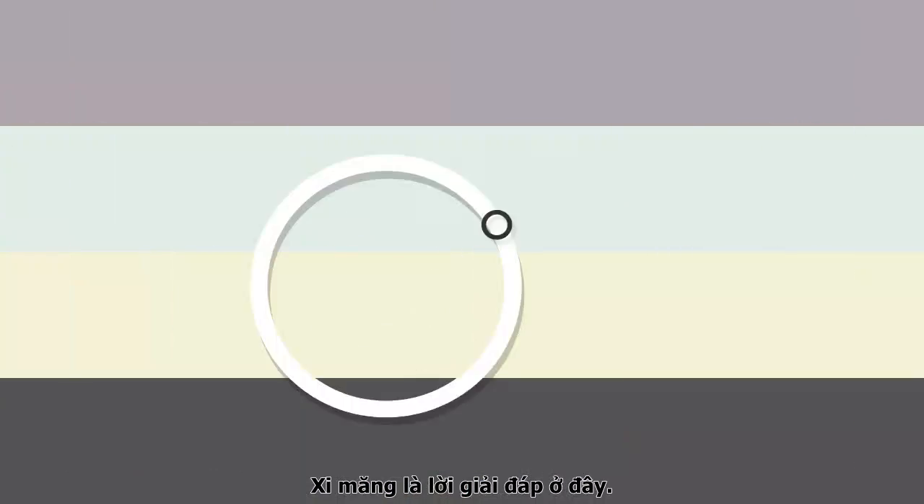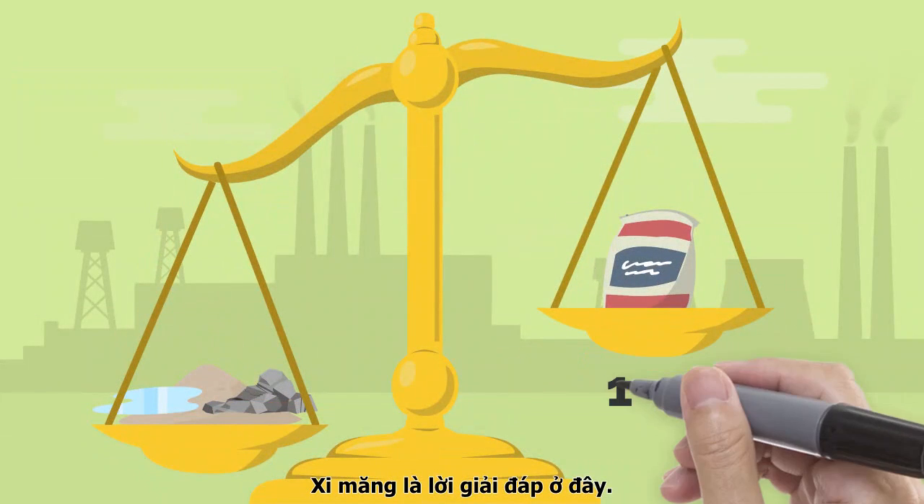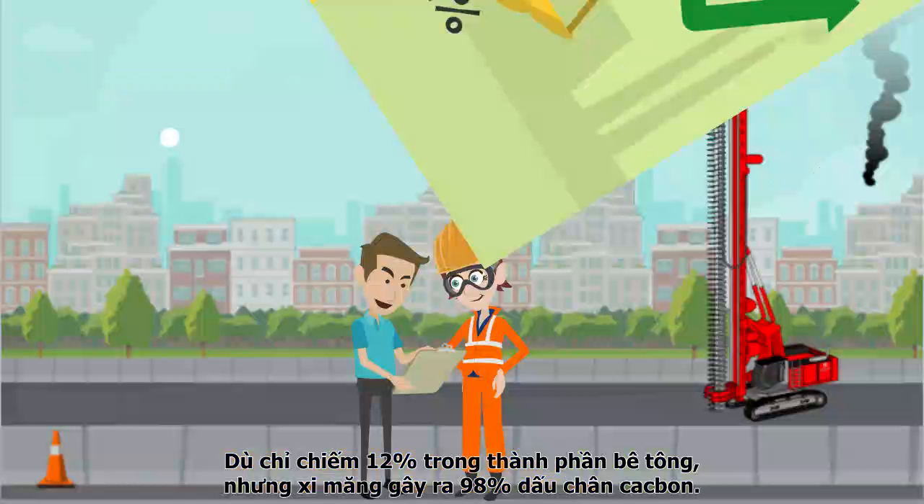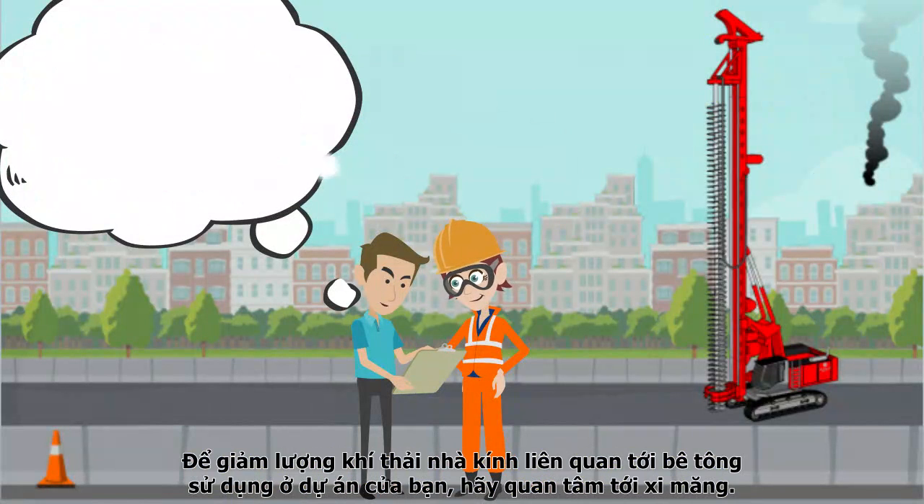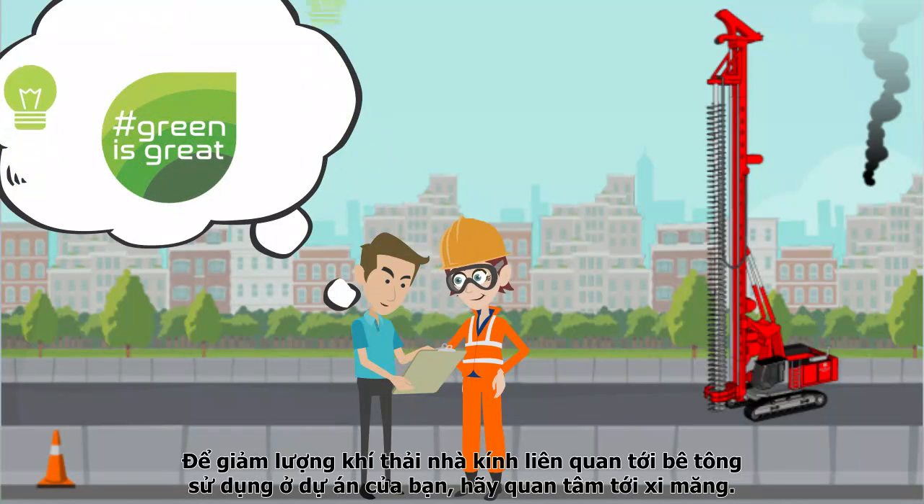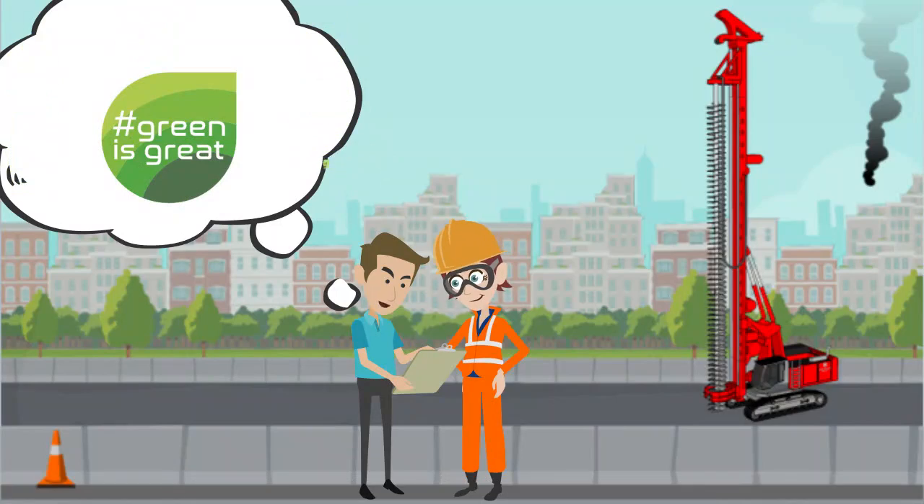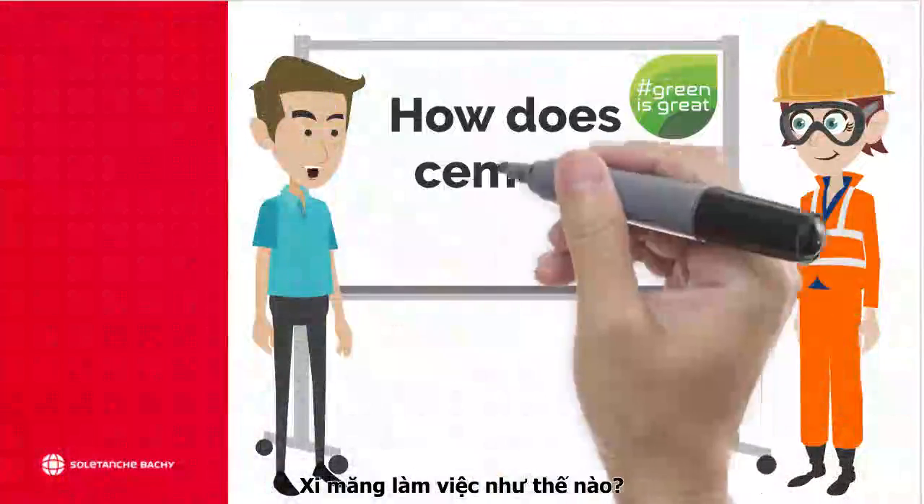Cement holds a large part of the answer, as it only weighs 12% in the composition of concrete, but it is responsible for 98% of its carbon footprint. So to reduce greenhouse gas emissions related to concrete on your sites, take an interest in cement. How does cement work?